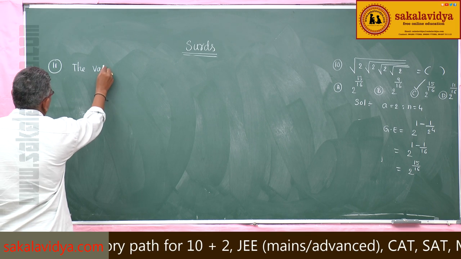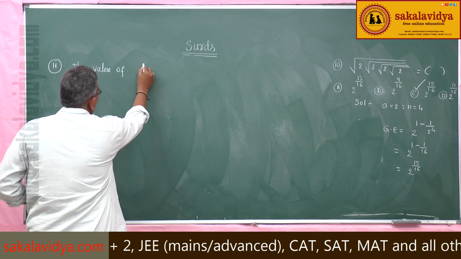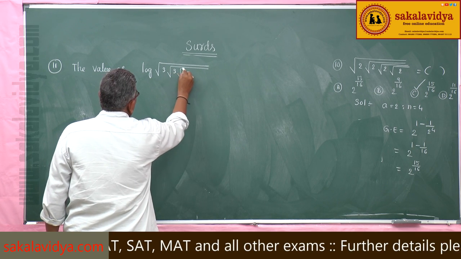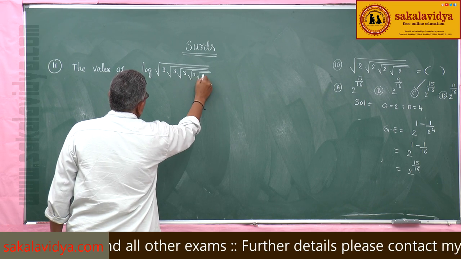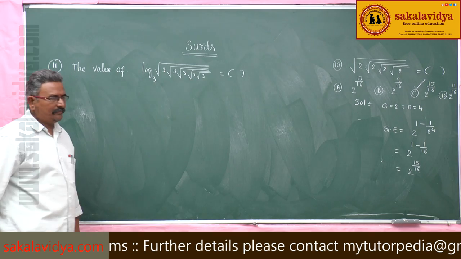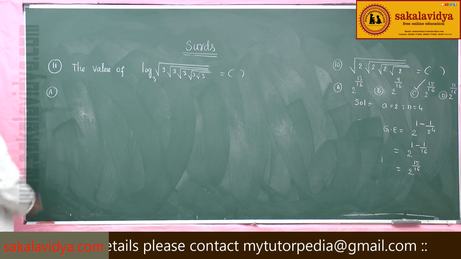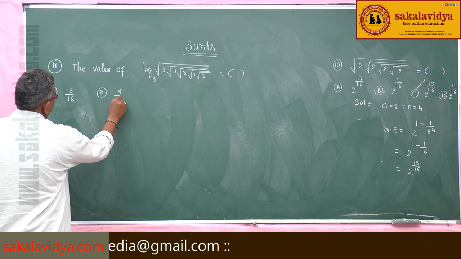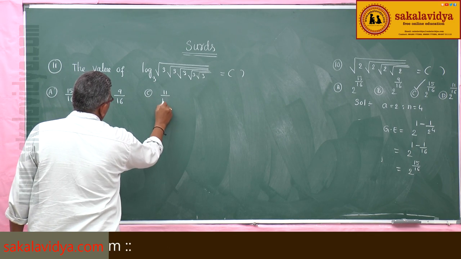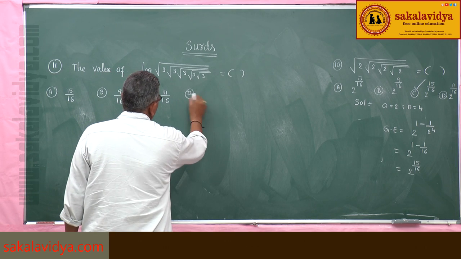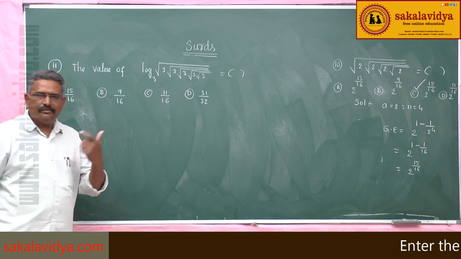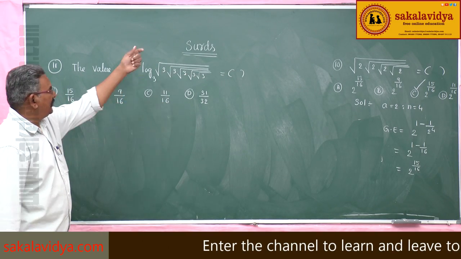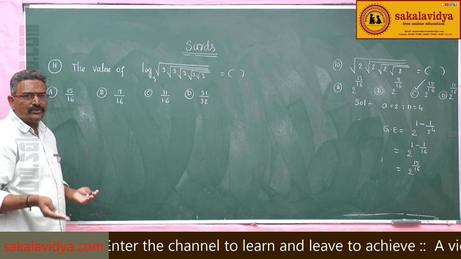The value of log root 3 and base 3. Okay. First option, 15 by 16, B, 9 by 16, C, 11 by 16, D, now this is 31 by 32. So the question may be given in somewhat level has been increased, difficulty level has been increased. So this problem is given in terms of logarithms. The surds are connected to the logarithm chapter.